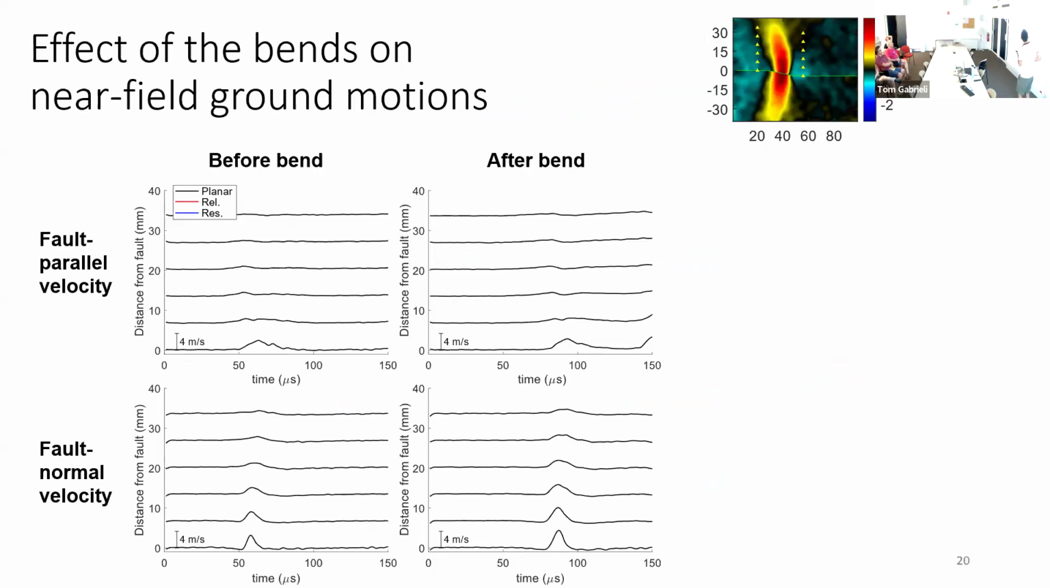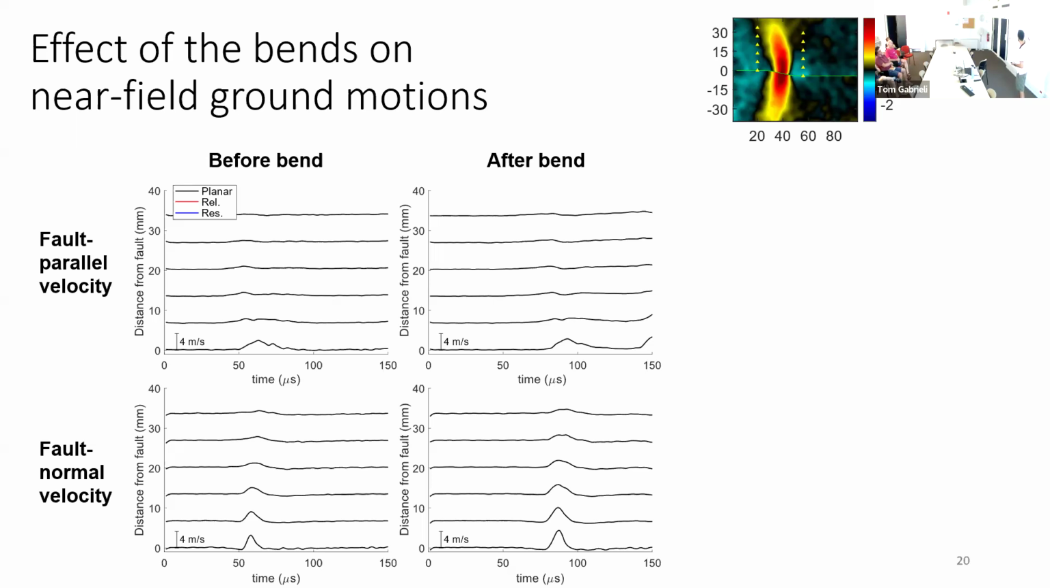And now I'll show a bit the effects of bands on near-field ground motion. So we can take each pixel to be like a seismic station and let it record the velocities during the experiment. This is what we see here, the fault parallel and fault normal velocity, both close to the fault and further away from the fault, before the band and after the band, and this is a reference, a planar interface.